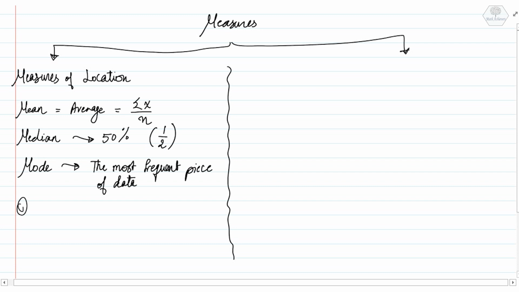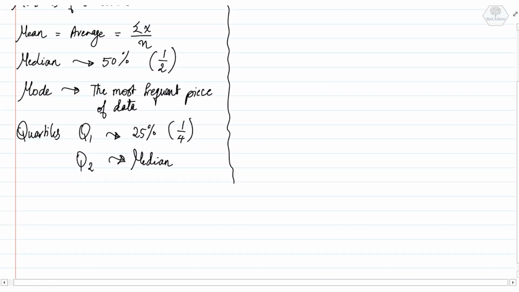Other measures are quartiles. Quartiles is from the word quarter: the first quarter, the second quarter, and the third quarter. The first quartile, Q1, is at the 25% of my data, or 1/4. Q2 is the 50%, which is the same as the median. And Q3 is the 75%, which is 3/4 of my data. These are my quartiles.